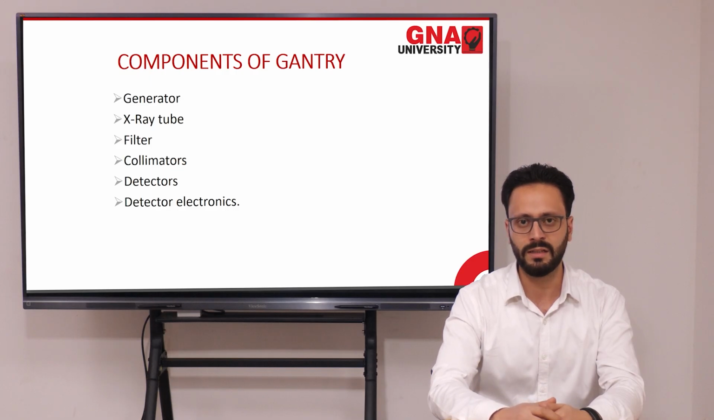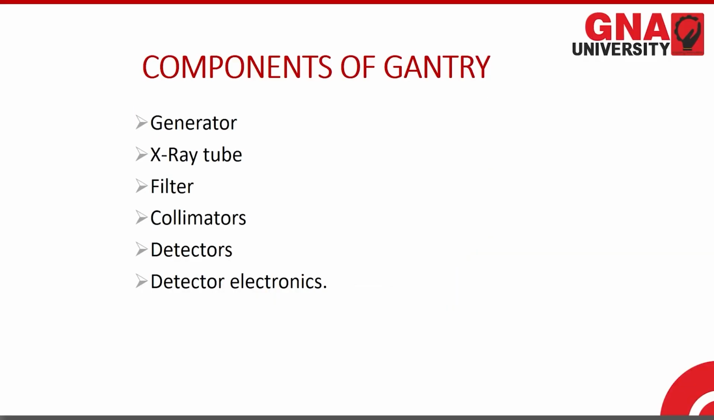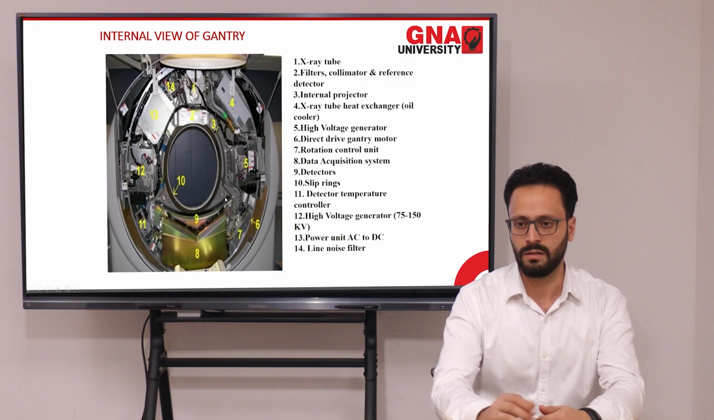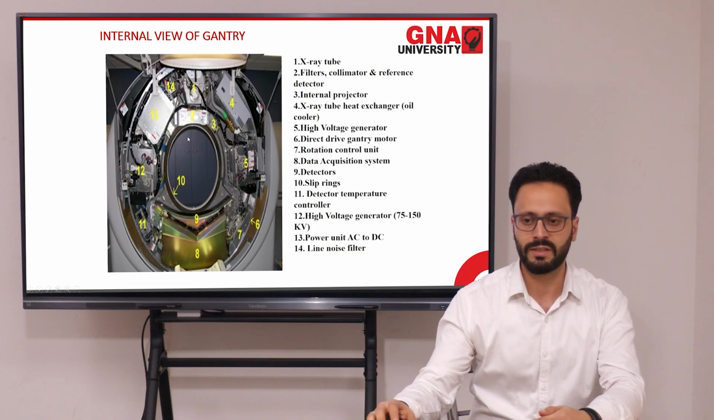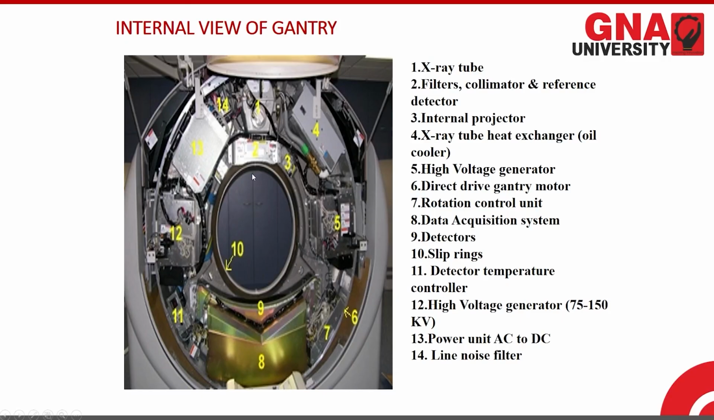So, the major component of the CT imaging system is the gantry. The gantry comprises the generator, X-ray tube, filters, collimator, detectors, and detector electronics. As you are able to see on the screen, this is a cross-sectional view of the CT gantry when it's open. Here, you are able to visualize different components. Like on number 1, this is the X-ray tube.